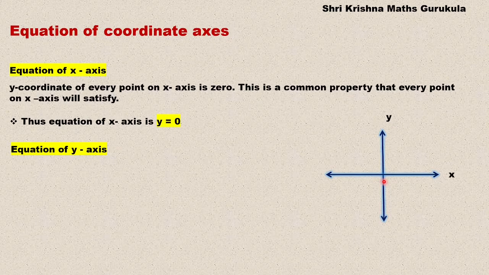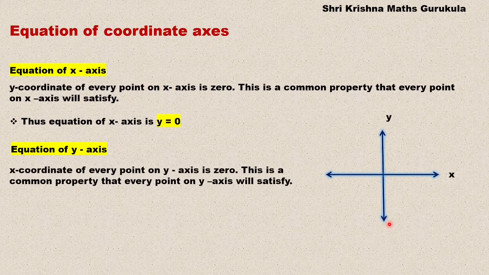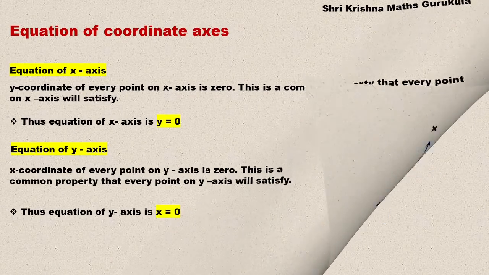Now down below 0, (0, -1), (0, -2), (0, -3), (0, -4) and so on. So only y coordinate is changing. X remains 0 only on y-axis. So this is the common property. On y-axis, all the points will have x coordinate as 0. This common property is what we are using to find the equation of y-axis. That is, nowhere in coordinate system x will be 0 except on y-axis. So this is the condition. Thus equation of y-axis is x is equal to 0. Hope this is clear now.